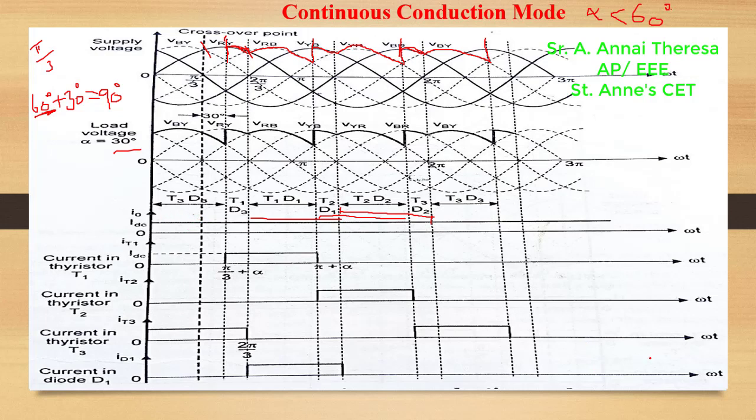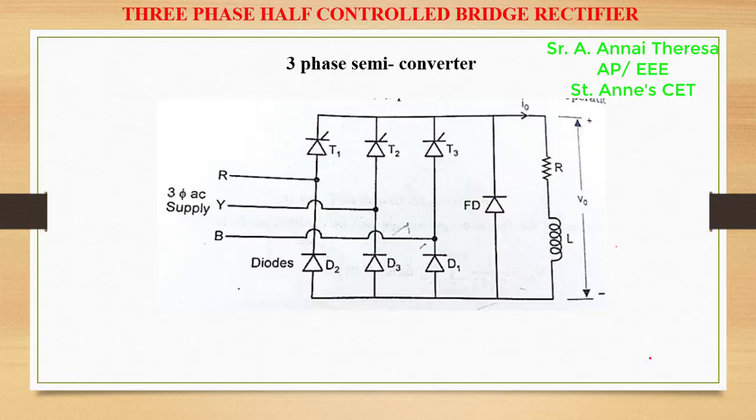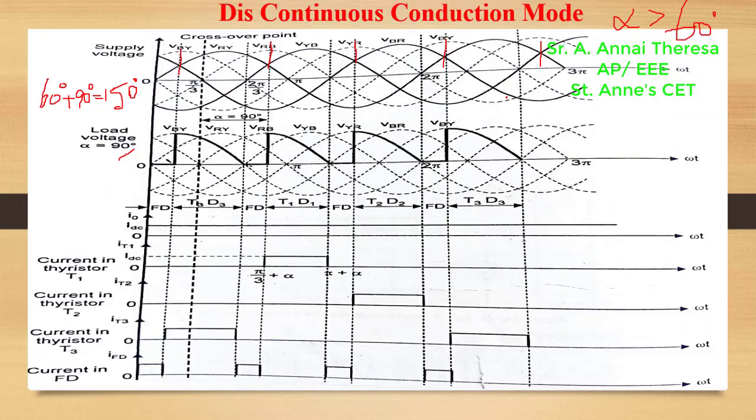This is for the continuous conduction mode. Next one is the discontinuous conduction mode. I want to remind you that now we are looking at the RL load, and don't consider the freewheeling diode. Discontinuous conduction mode means alpha is greater than 60 degrees. We have taken alpha as 90 degrees, so adding the 60 degrees, we get 150 degrees.